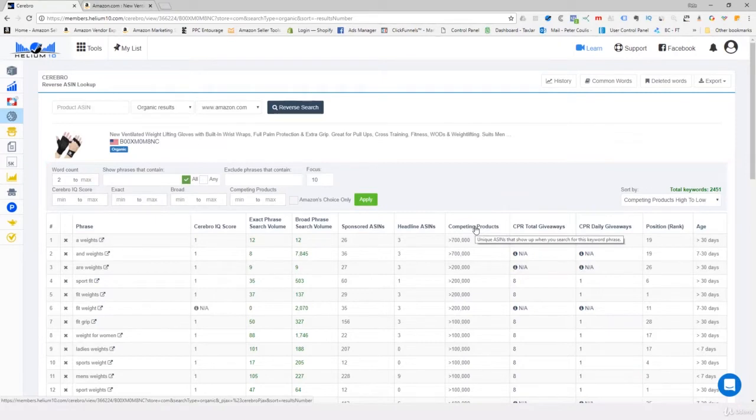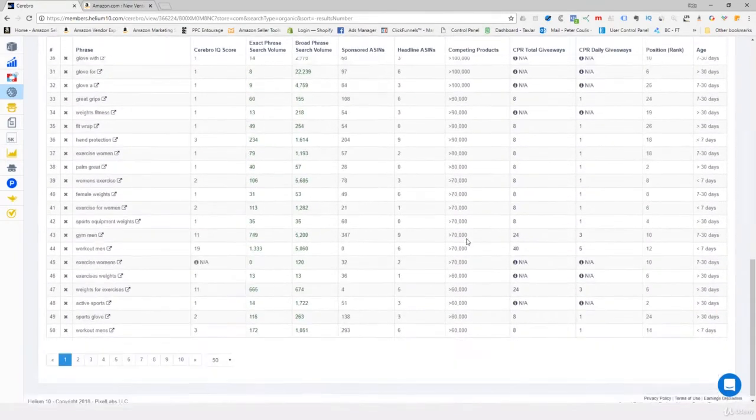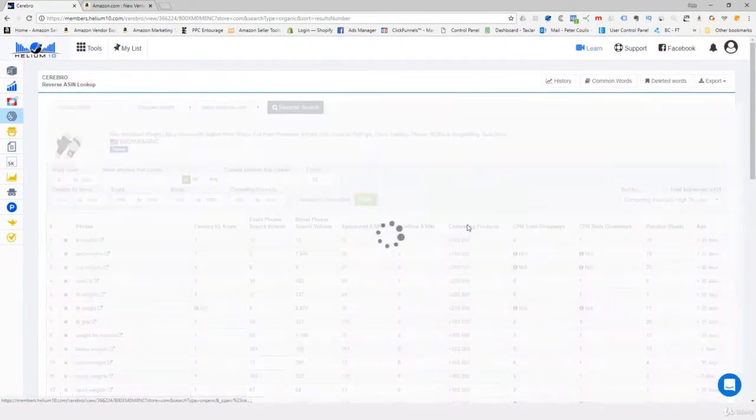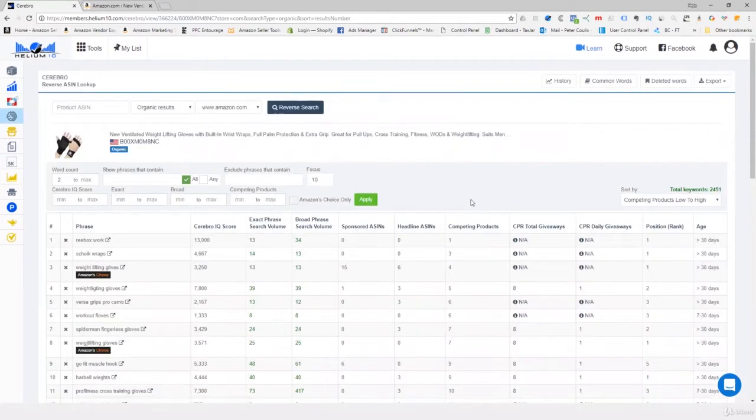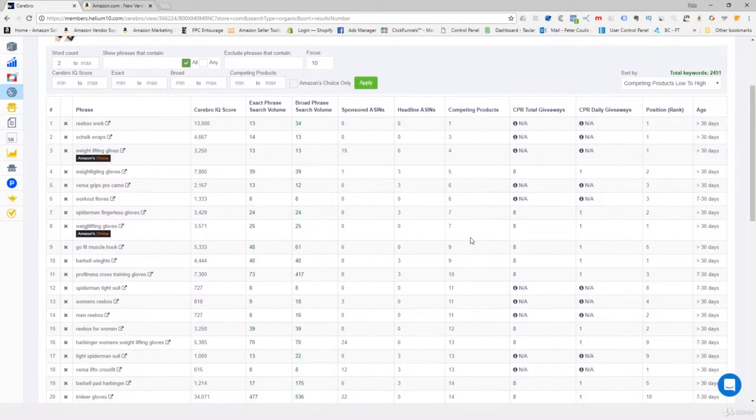So here we go. We have it from top to bottom, from most competition to the least. Actually, I'm going to go ahead and sort it the other way. It'll be easier for us. So these are the least competitive keywords. Now what you want to keep an eye on is the competing products in relationship to this column right here, the exact phrase search volume. There will be a few outliers that you just cannot pass up. So let's go down the list here. Remember, your eye is constantly pivoting between those two columns.